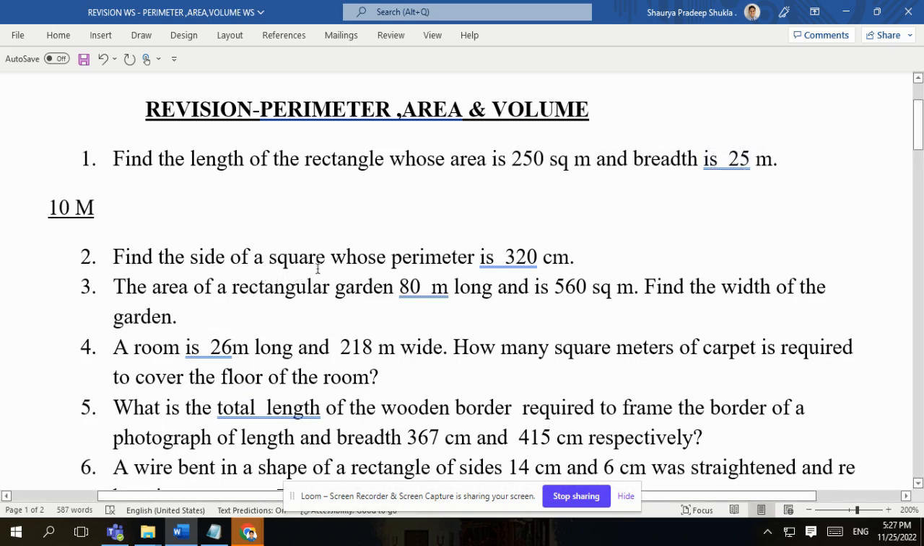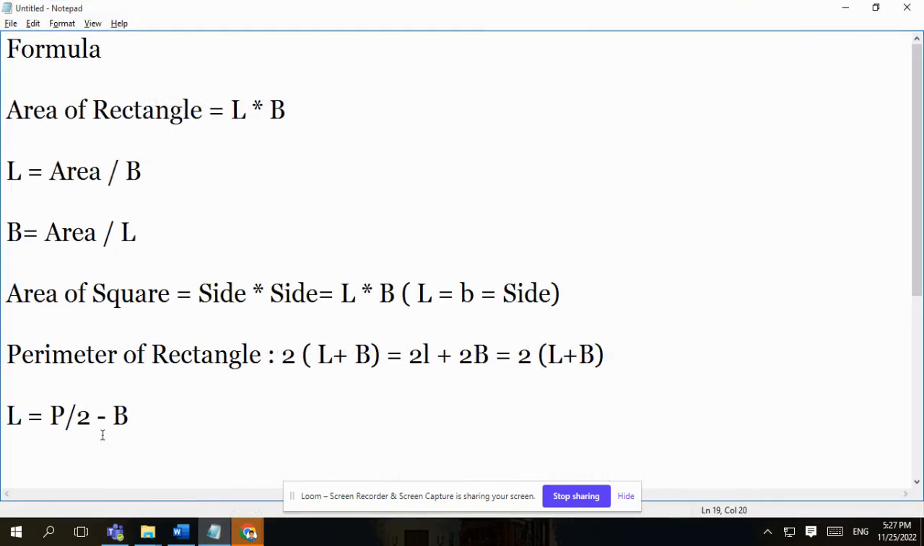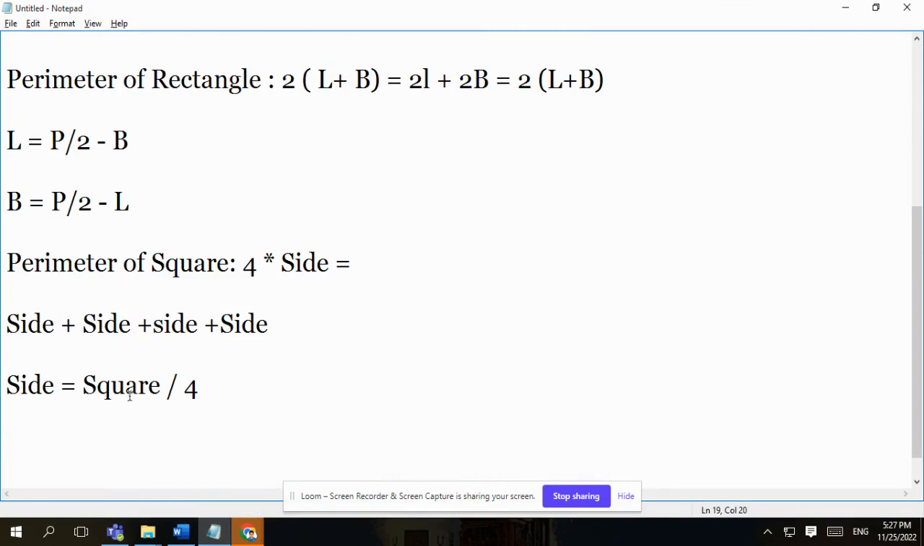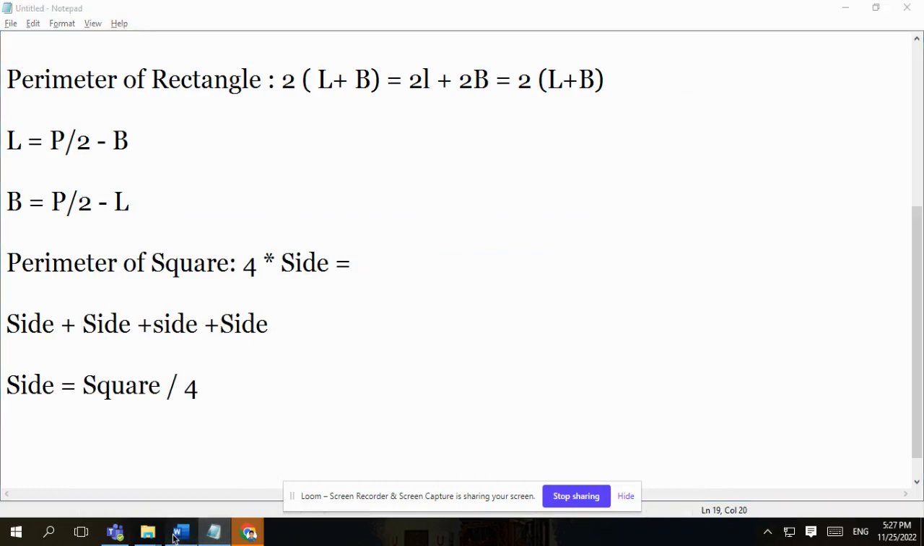Find the side of a square whose perimeter is 320 centimeter. Okay. So here they have given you the perimeter of a square. Okay. And they are asking you the side. So for this, we also have the formula. The formula is what? The formula is side is equal to perimeter divided by 4. But without using the formula, we will see how we can solve it mentally.